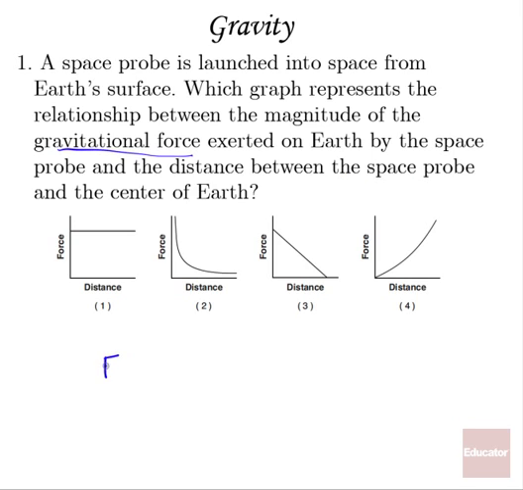Well, we know that the gravitational force equals G m1 m2 over r squared. So we've got this inverse square law relationship between the distance and the gravitational force. You can also see that as you have greater distances, you're going to have lower forces. So that eliminates number 1 and number 4. Now, because it's an inverse square law, not a linear relationship, number 2 must be our best answer.